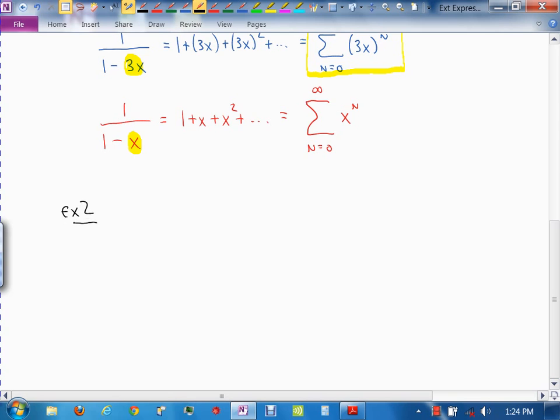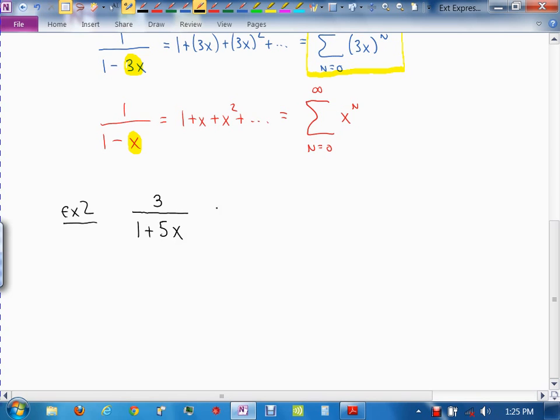Example 2. Same instructions. Express this as a power series. Does that look anything like what we just did? Looks like it, yes. What would you say the big difference is? We have a plus, not a minus, right? And we have a 3 in the numerator, where in the formula we had a what? A 1?